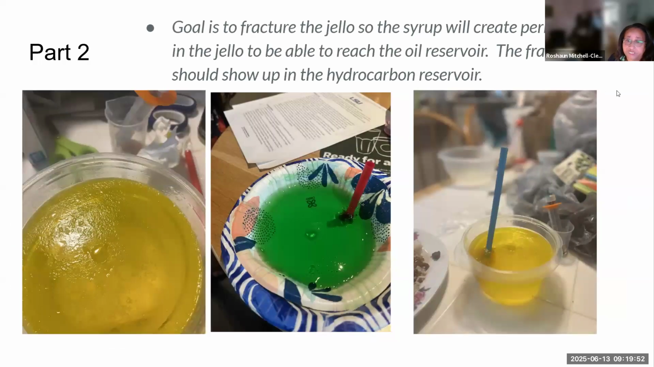All right. So here is the last one. So it says our goal is to fracture the Jello so the syrup will create permeability in the Jello and be able to reach the oil reservoir. And the fracture fluid should show up in a hydrocarbon reservoir. It did do that like maybe the next day, but it didn't do that immediately.